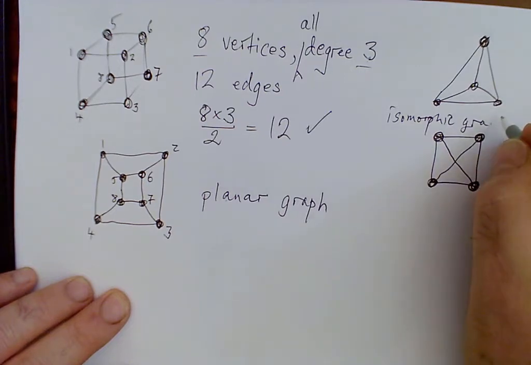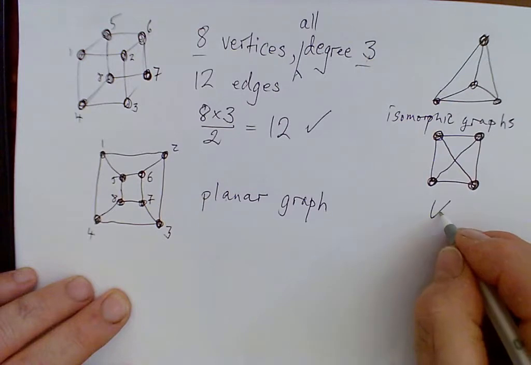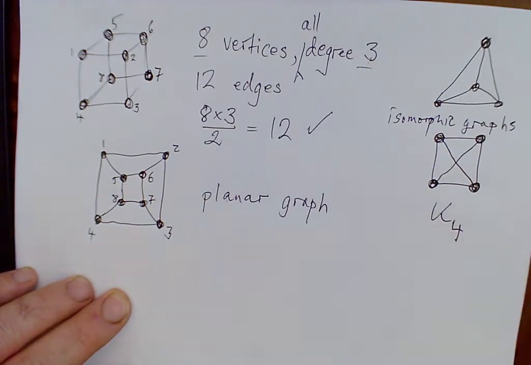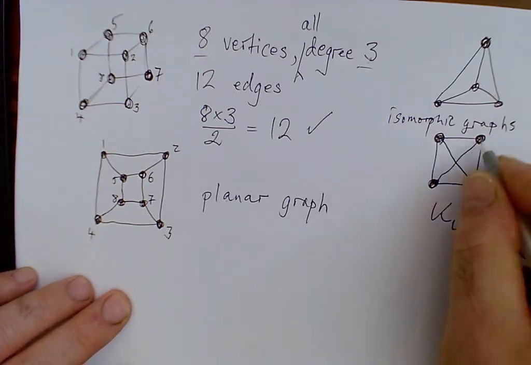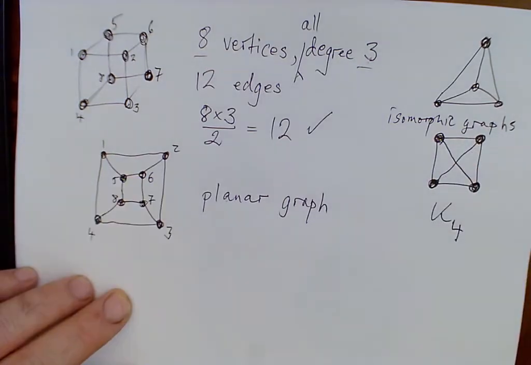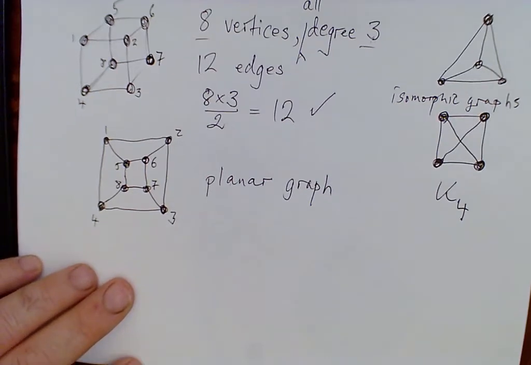It's also an example of what's called K4. It's the complete graph on 4 vertices, because we take 4 vertices and there's an edge joining any pair of vertices. So there's another example of a graph. But let's go back to the cube. I got a bit distracted there.